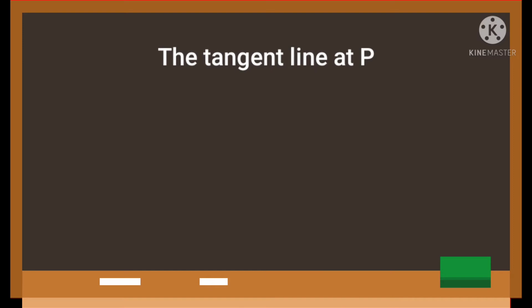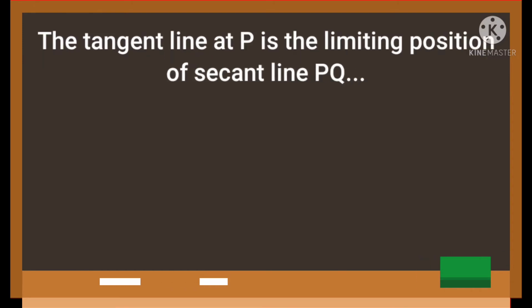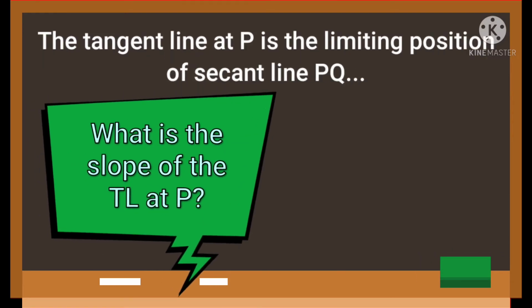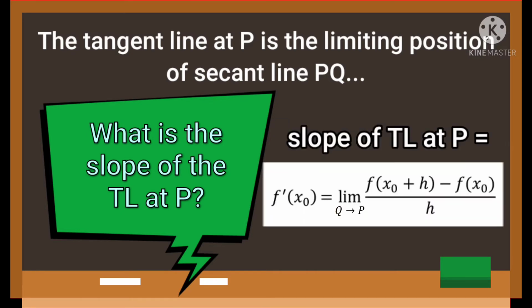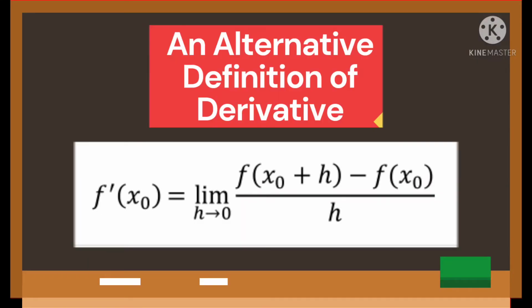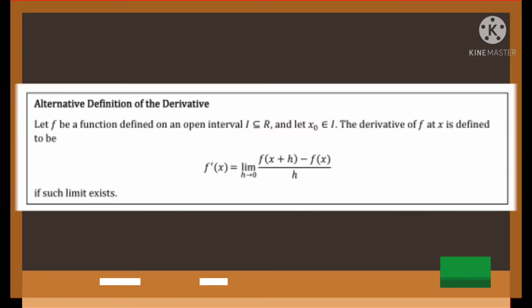Knowing that the tangent line at P is the limiting position of secant line PQ, what is the slope of the tangent line at P? The answer is... Like we noted earlier, Q approaches P implies h approaches 0. Finally, this is now the alternative definition of derivative, which we formally write this way.